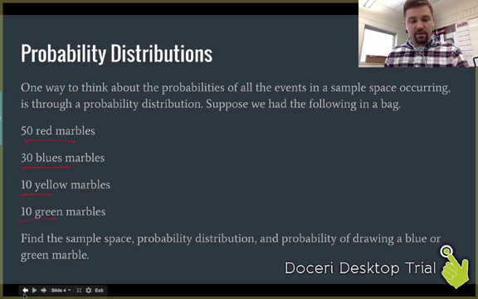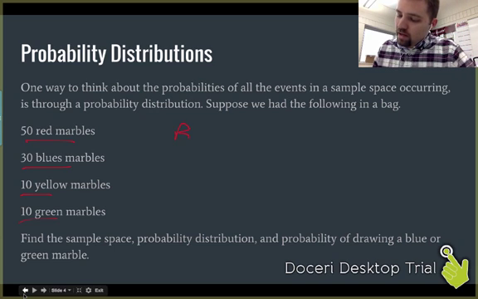Okay, to do this, we are going to write out basically the probability for red, the probability for blue, probability for yellow, and so you make a table essentially, and so you can see all the probabilities laid out before you there. So we've got red, we've got blue, we've got yellow, and we've got green.